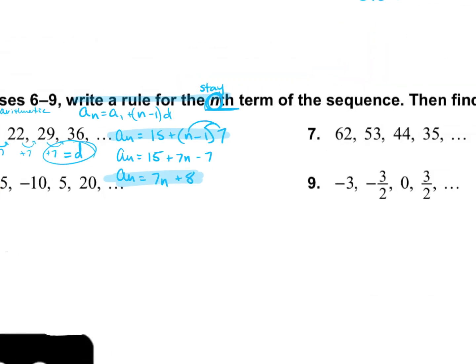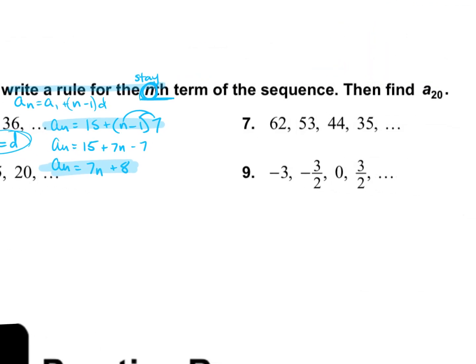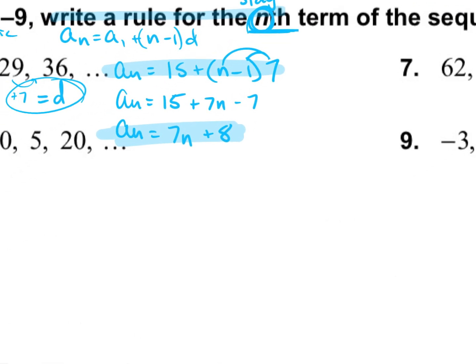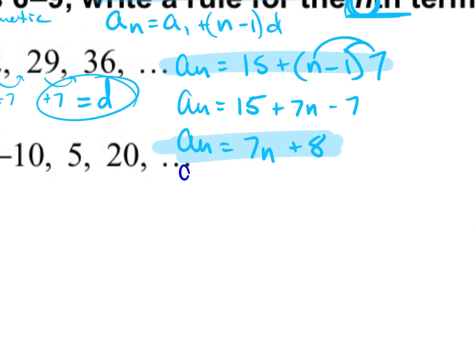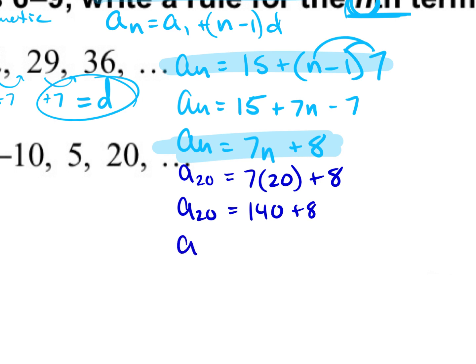And then the last part of this question says to find a sub 20. So we're looking for the 20th term. How would I find the 20th term? Plug it in. So we're going to plug in 20. So 7 times 20 plus 8. And you can use your calculator for the test, so make sure you bring your calculator on Monday. So a sub 20 is equal to 140 plus 8. So our 20th term would be 148.